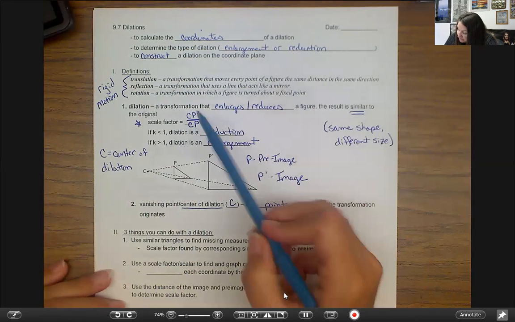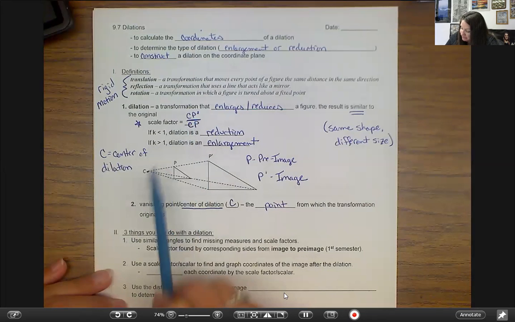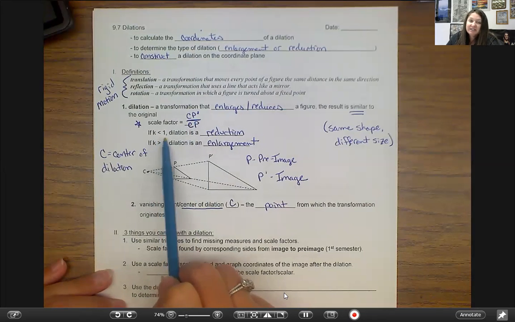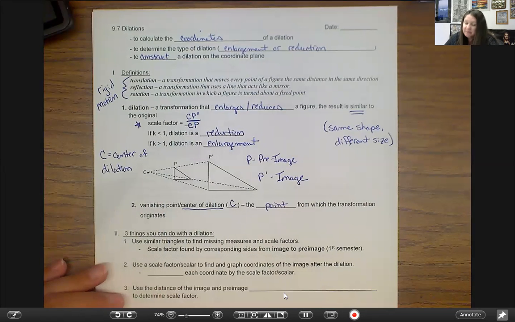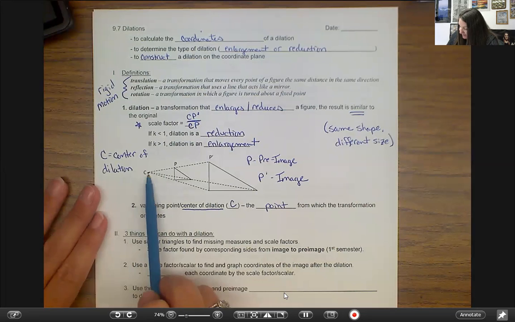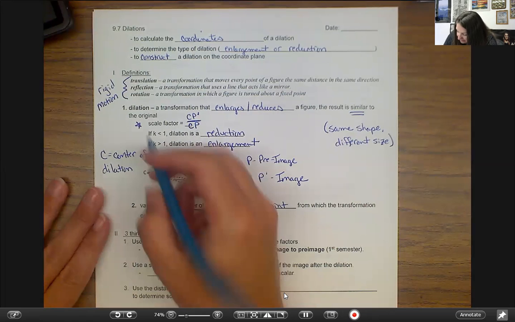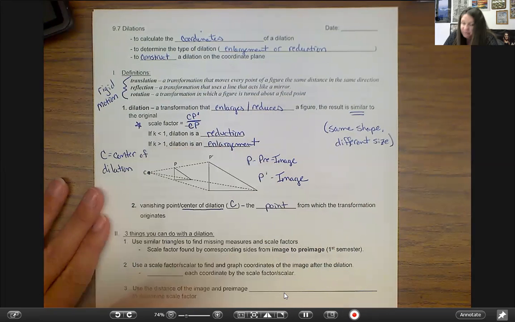When your numerator is larger than your denominator, it's going to have a value greater than 1. If your numerator is less than your denominator, that's going to give you a dilation smaller than 1 and be a reduction. Now, what I want you to recognize are a couple things here. First of all, C is considered to be the center of our dilation. That's the center point, the point at which we're measuring the dilation from.